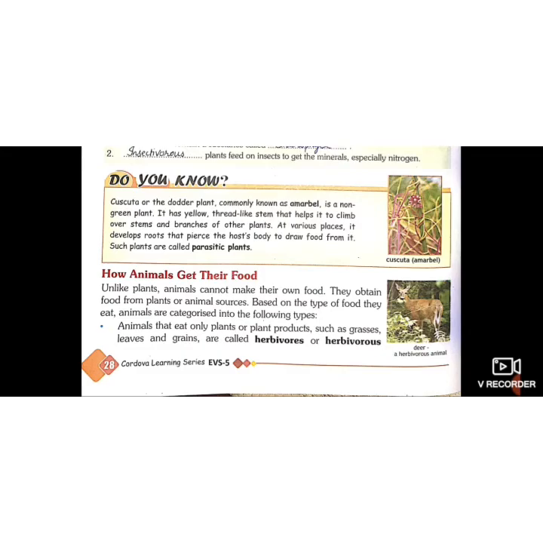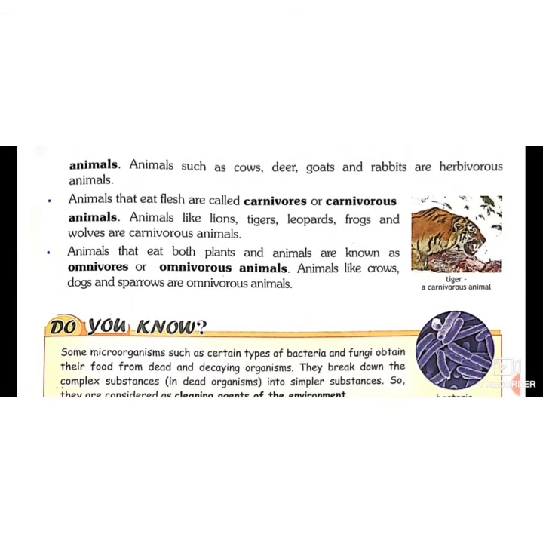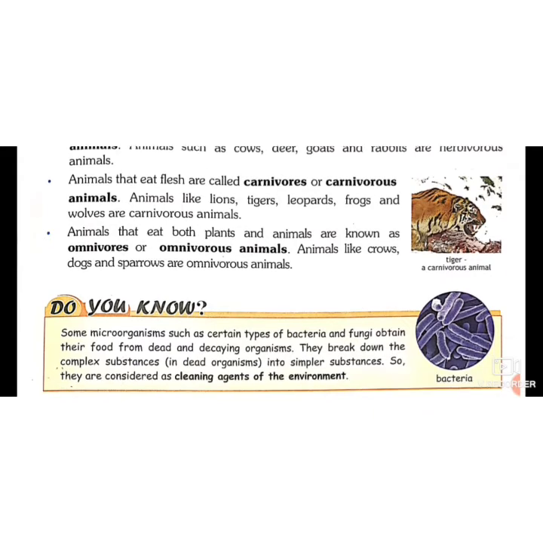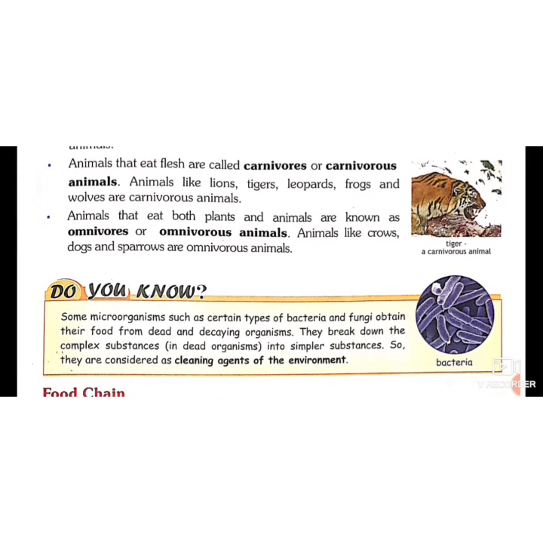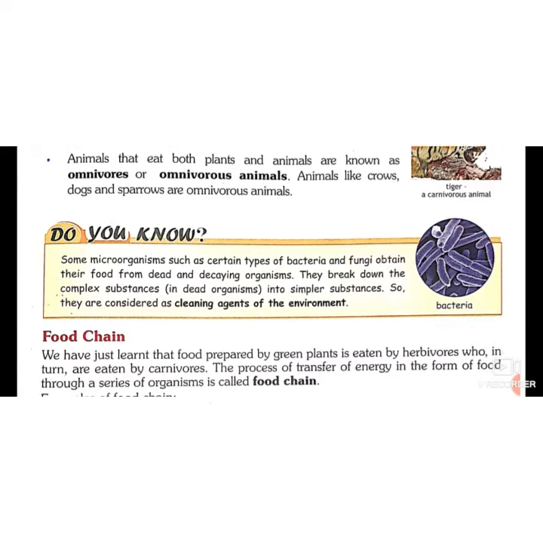Examples are cow, deer and rabbit, which eat only plants and plant products. Animals that eat the flesh of other animals, that kill and hunt other animals, are called carnivorous animals, like lion, tiger, leopard, frog, wolf, etc. Third are the animals that eat both plants as well as animals. We are omnivorous because we use plant products as well as animal products, like crow, dog, sparrow and bear. All are examples of omnivorous animals.